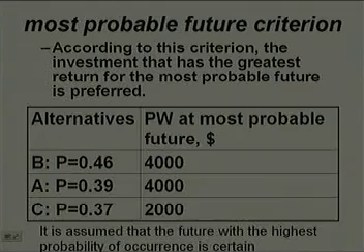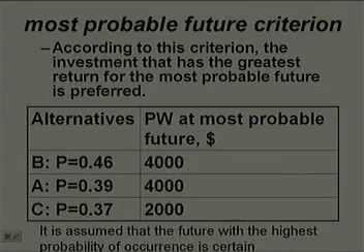Now, we will try to go to some other criterions, auxiliary criterions, which further help us in arriving at a better decision. Now, we will go to another criteria which is known as most probable future criterion. It is referred to as most probable future criterion.